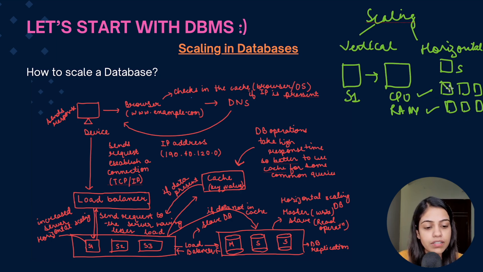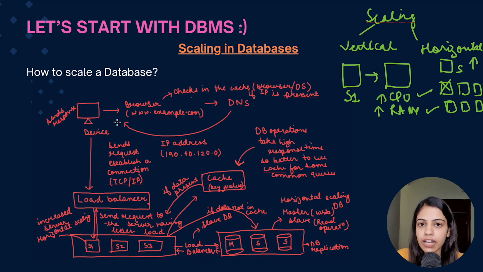Consider if one server fails, what will happen? The other server will accommodate the request. So in horizontal scaling, we increase the number of servers or instances. In vertical scaling, we increase the CPUs, cores or RAM so that it can accommodate more requests, but only to a certain extent.